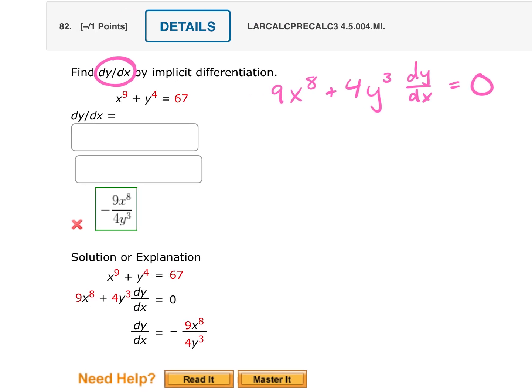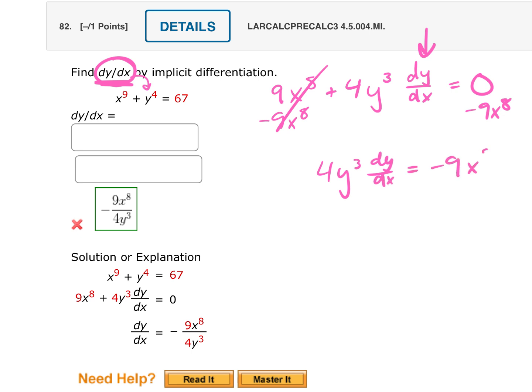When it asks for find dy over dx, when we take the derivative of y, we need to make sure we include the dy over dx. Now from here, we would solve for dy over dx. We just want that all by itself, so I just need to move everything else to the other side. So subtract 9x to the 8th power. So 4y cubed dy over dx is equal to negative 9x to the 8th power.